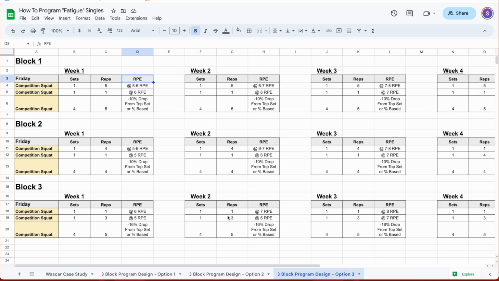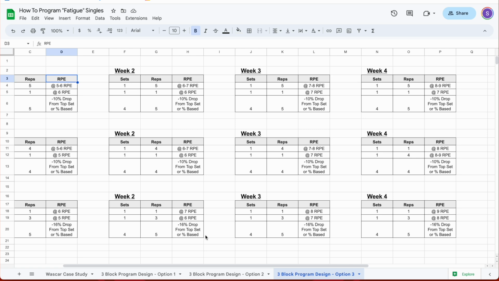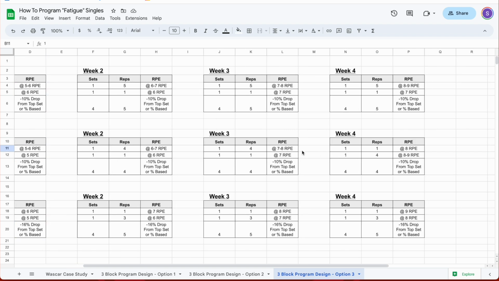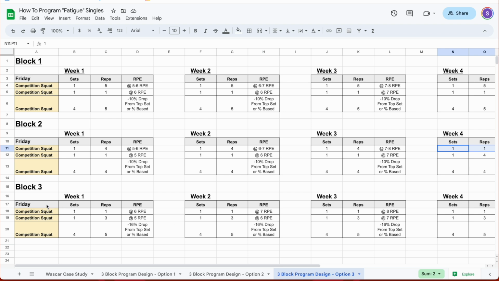And the last option, which is what I think a lot of people can do, it just depends on what is best for you, is, again, first block is the same, prioritize the rep work. Second block, you can either, 1, prioritize the rep work, or the final week, you can have the single first. And then the final block leading into the meet, that's when you finally prioritize the single.